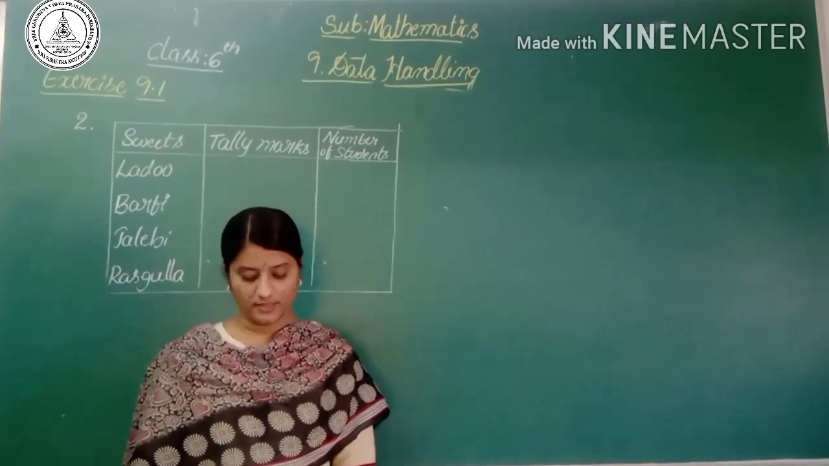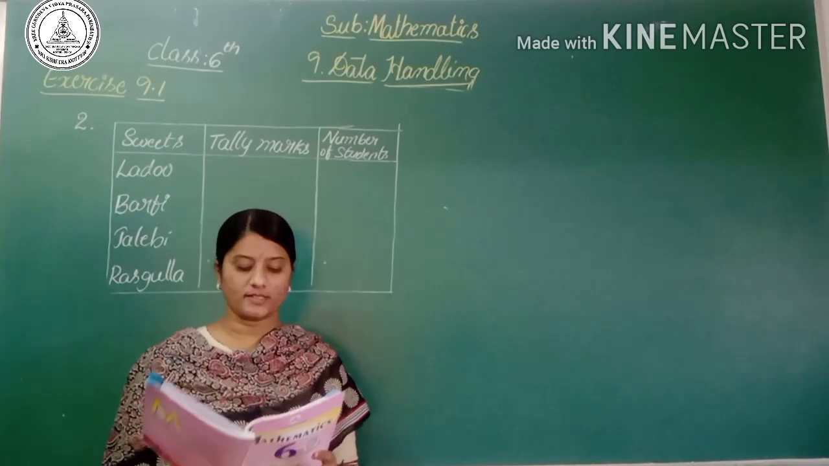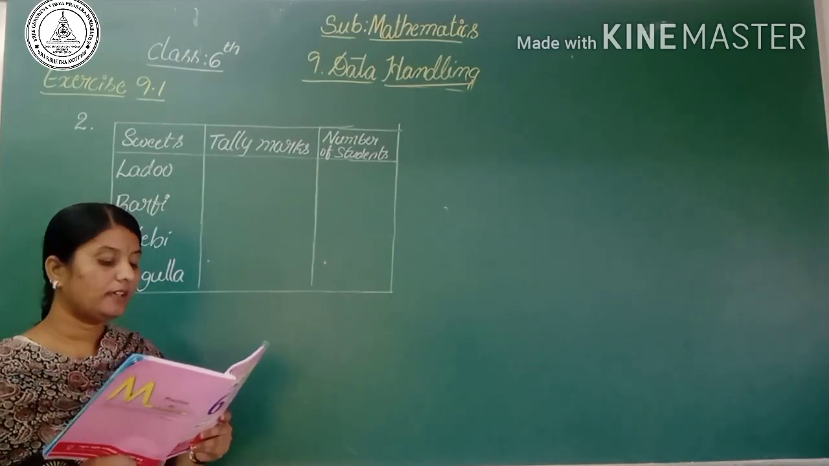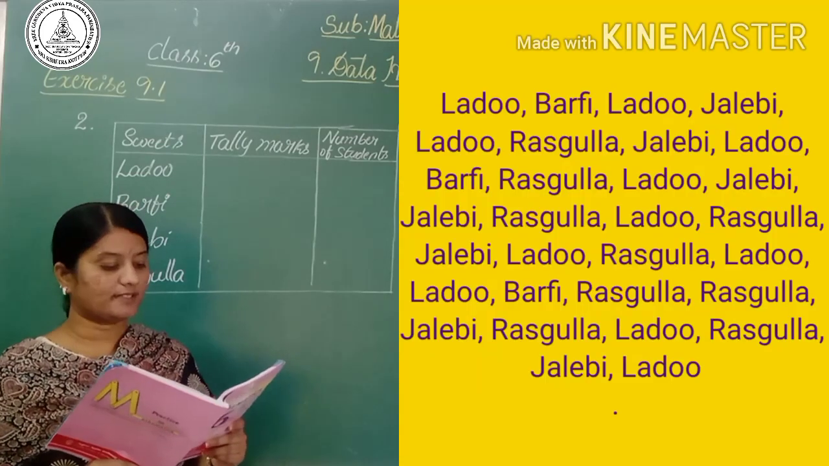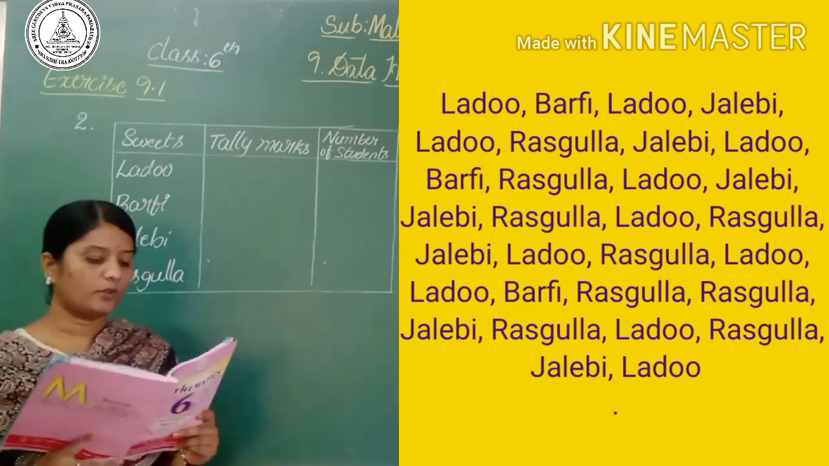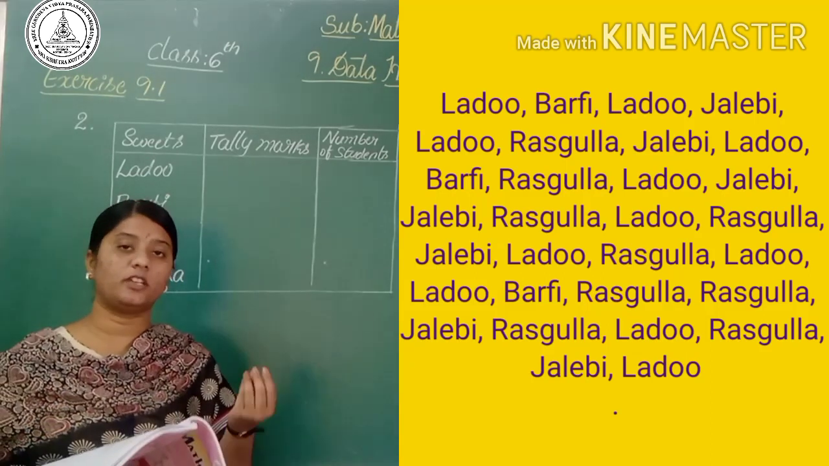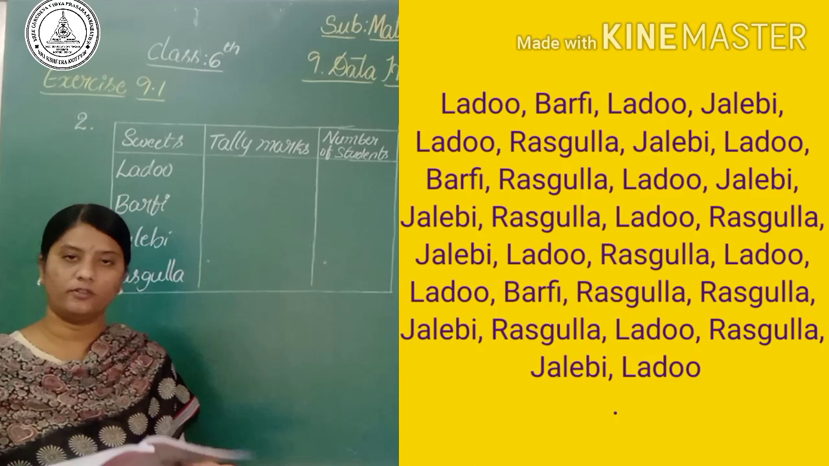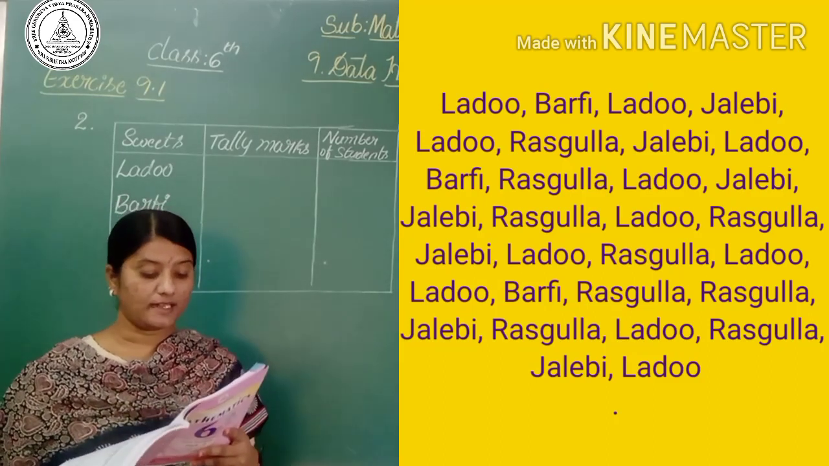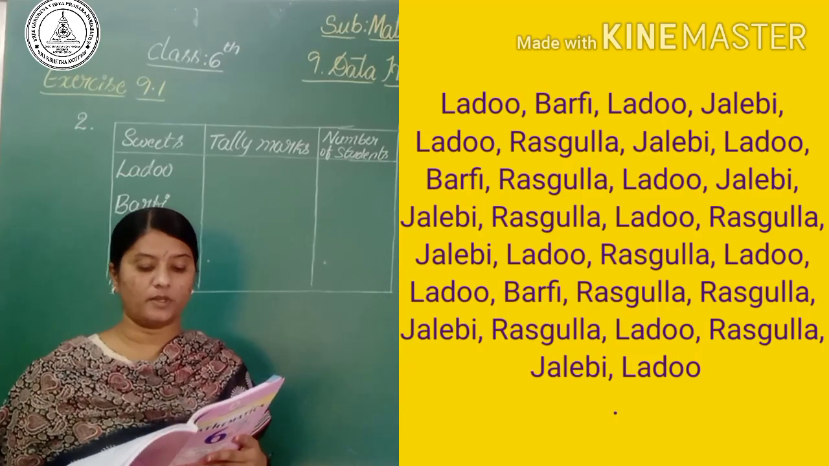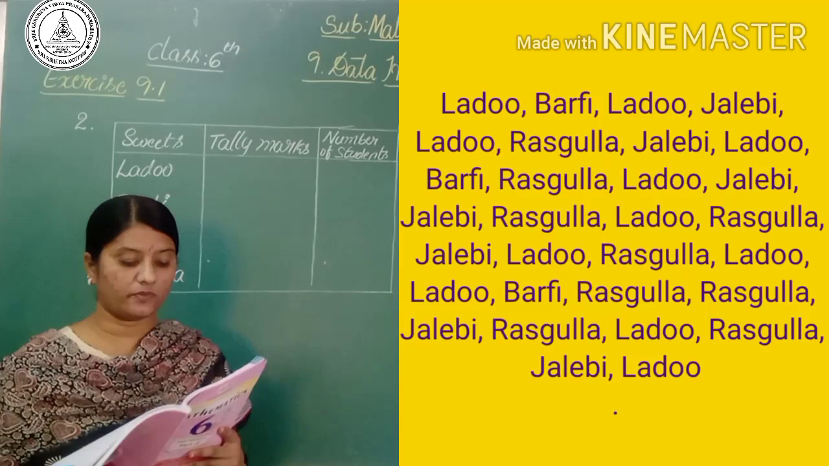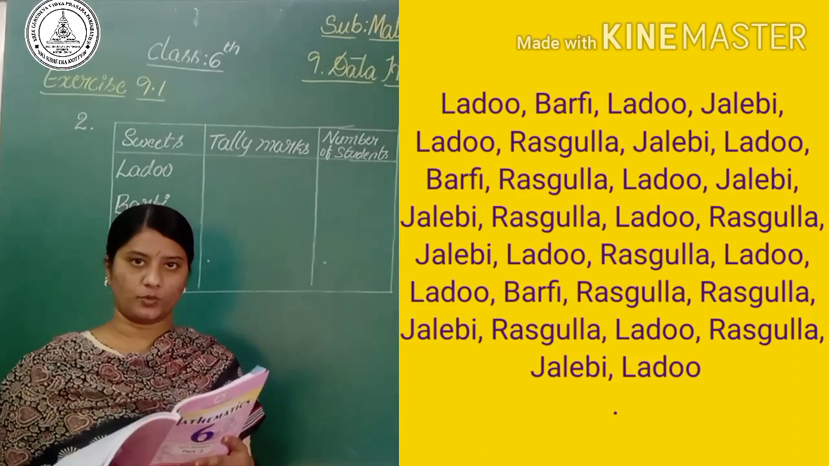The second question is: the following are the choices of sweets of 30 students of class 6. Here they are given the 4 sweets, that is laddu, burfi, jalebi and rasgulla. Okay. So here the 30 students choose different sweets out of the 4 sweets. So what we have to do: first, arrange the names of sweets in a table using tally marks. Okay, and the B question is, which sweet is preferred by most of the students?